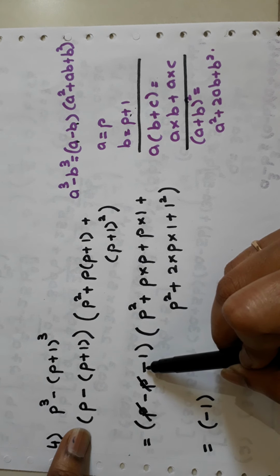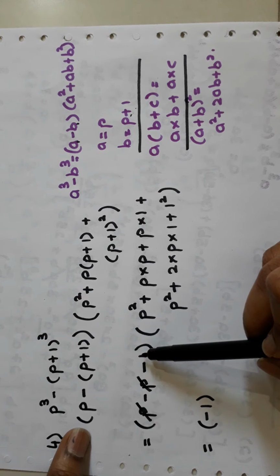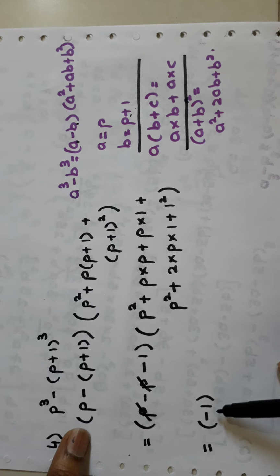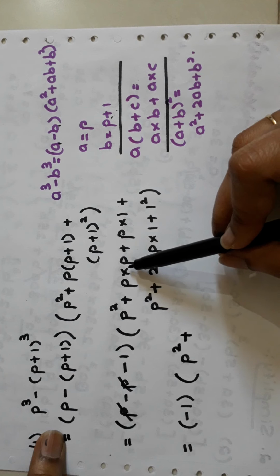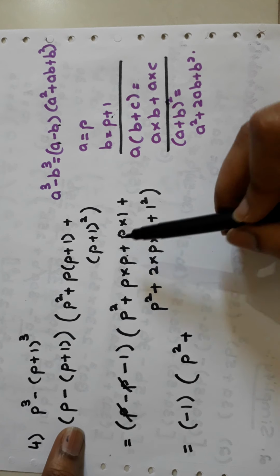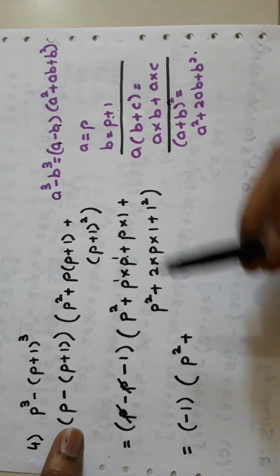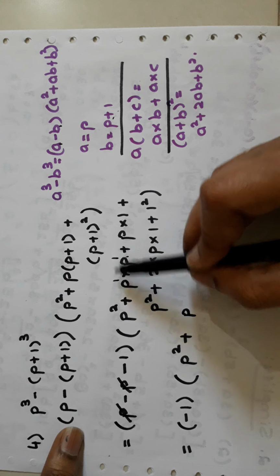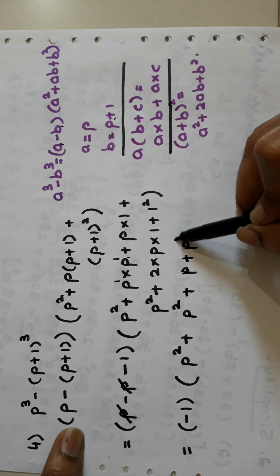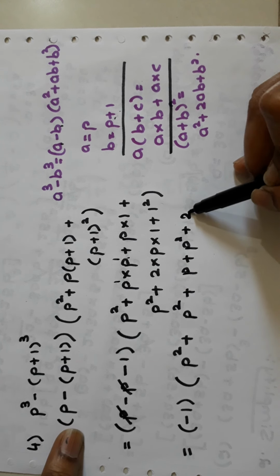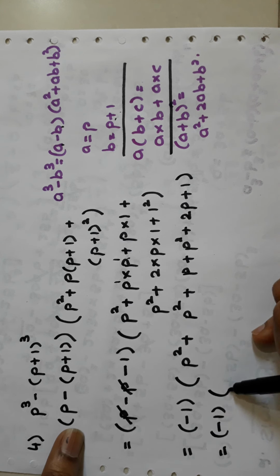Now when you cancel both these terms, you are left with 1. But 1 has a negative sign, so you will take that negative sign into consideration. So the first bracket has only minus 1. Now this is the same as p square plus, by the law of indices, the base is the same, the power is also the same. Here the power is 1 and 1, so you keep the base as it is and add the powers. 1 plus 1 is 2. Plus p into 1 is p, plus p square, plus unlike terms 2p plus 1, minus 1.